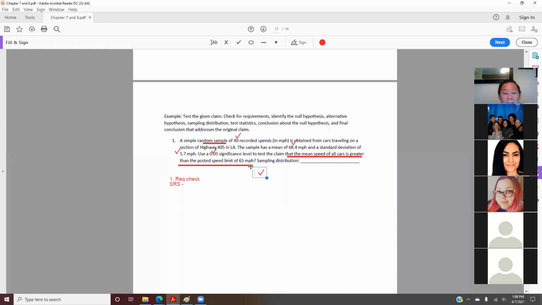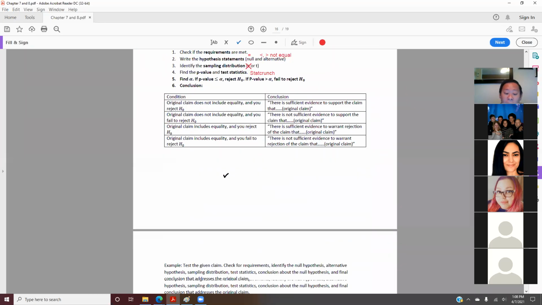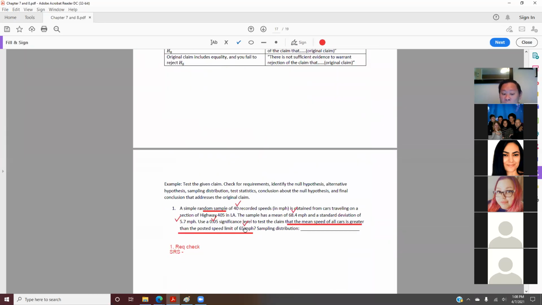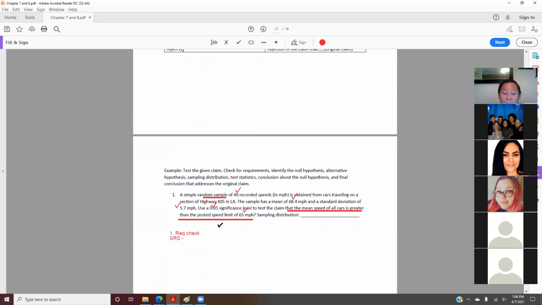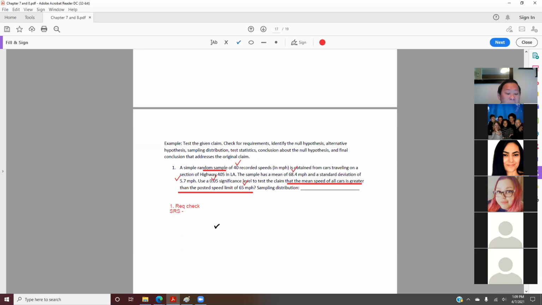It is right in here, which is the 65 miles per hour, which is what we call your mu0, your testing value or claim value. So this is the one that you will be using to put in your testing value or claim value. Yep, the claim that the mean speed of cars, which is the claim statement. Testing value or claim value.